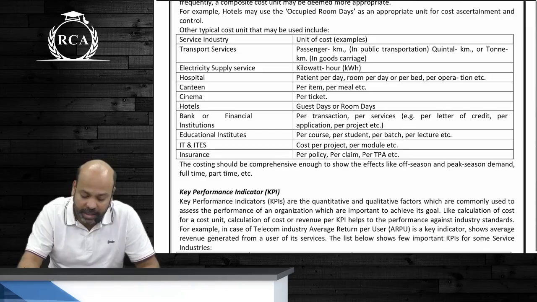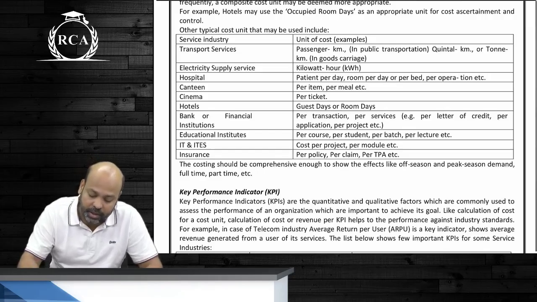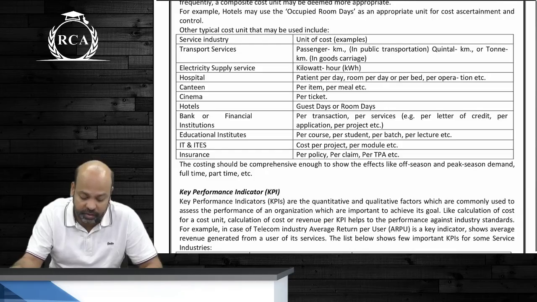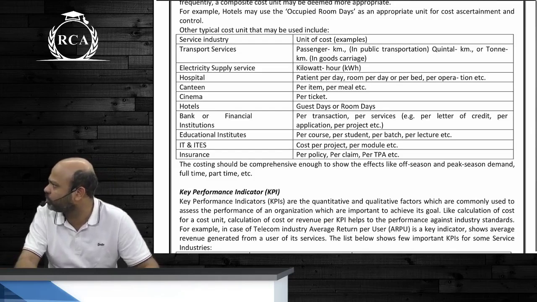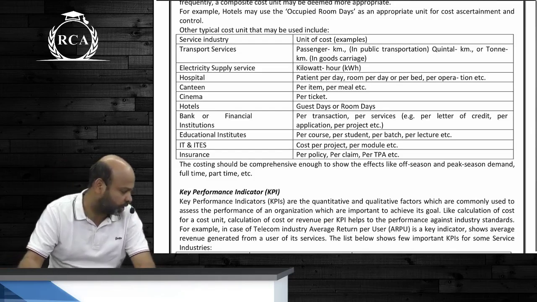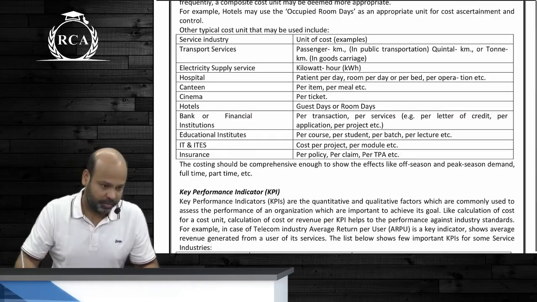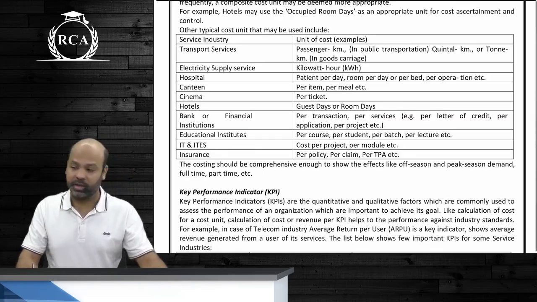Next beta is canteen. It can be per item or it can be per meal. Cinema में per ticket. Hotels में beta per room per day. Bank में it can be different types of services. Educational institution में per course, per student, per batch, guys. IT industry में cost per project. Insurance में per policy, per claim. You do not have to remember a detailed list, but few of them, guys, can come in the examination.